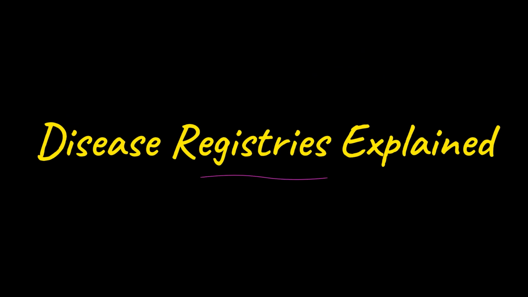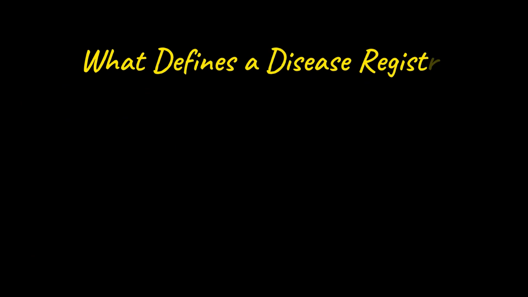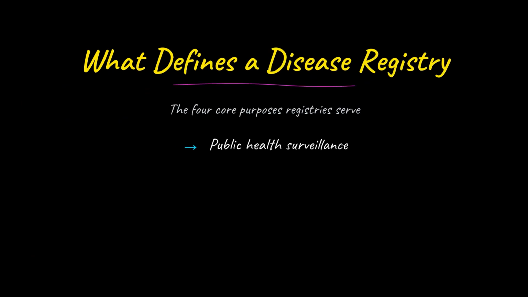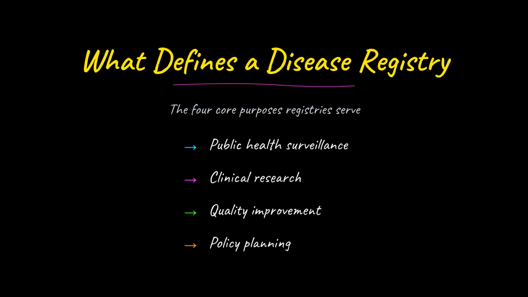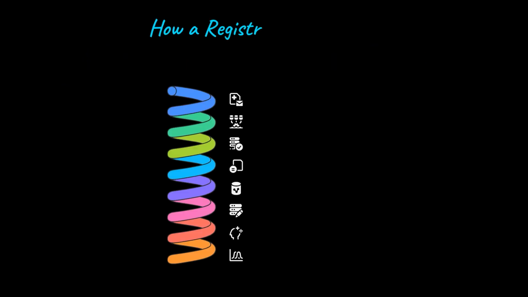A disease registry is a specialized database that systematically captures every case of a defined condition within a defined population. Understanding what makes registries unique helps distinguish them from other data systems you'll encounter on the exam. Registries serve four main purposes: public health surveillance, clinical research, quality improvement, and policy planning. Familiar examples include cancer registries, trauma registries, organ transplant registries, and rare disease registries, each built around one specific condition.